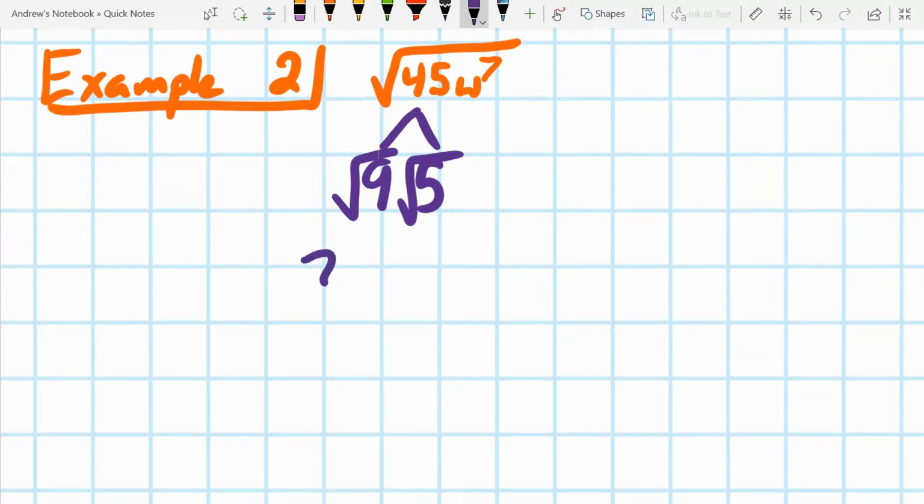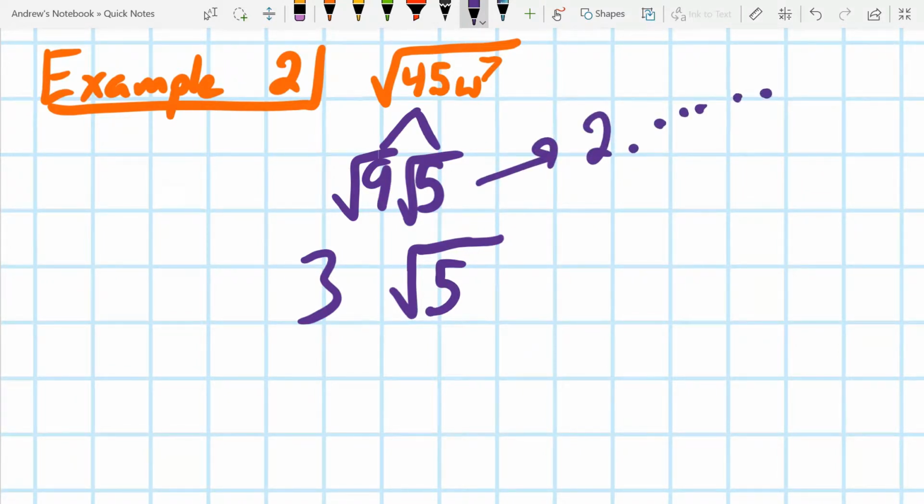The square root of 9 is 3. And the square root of 5 is just square root of 5, as far as I know. It doesn't come out nicely. It's like 2 point something ugly.